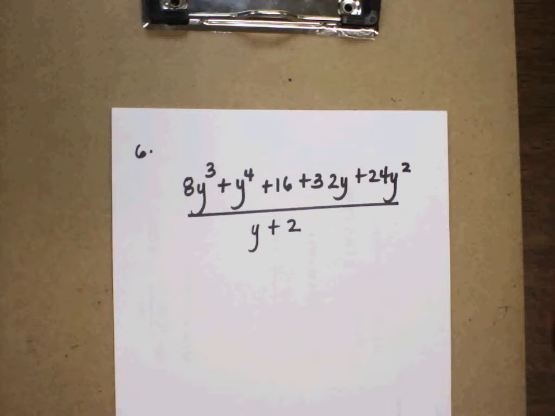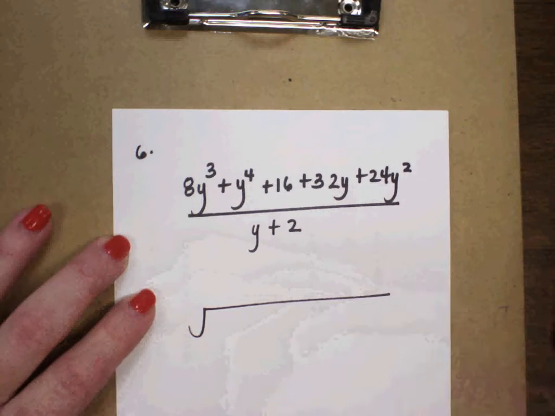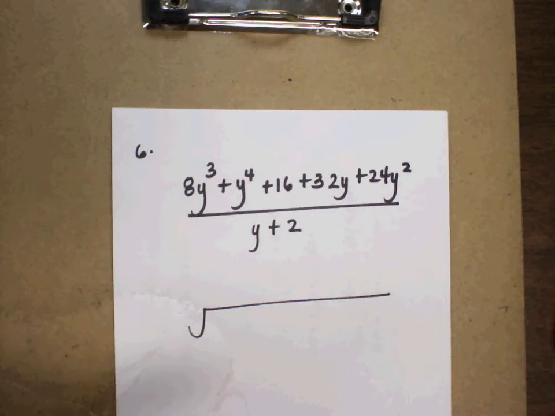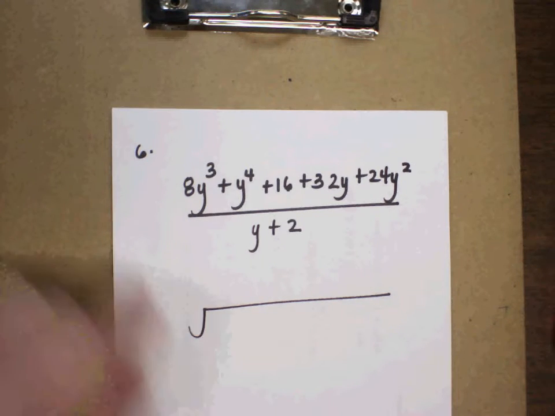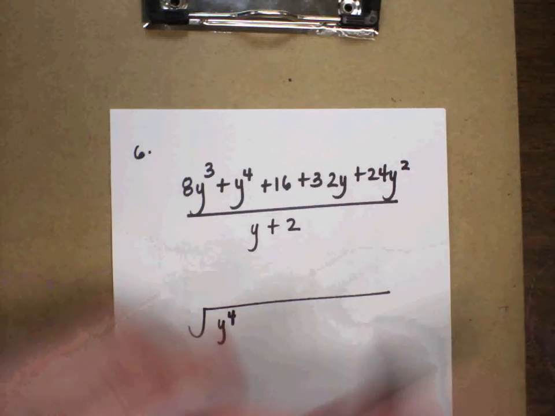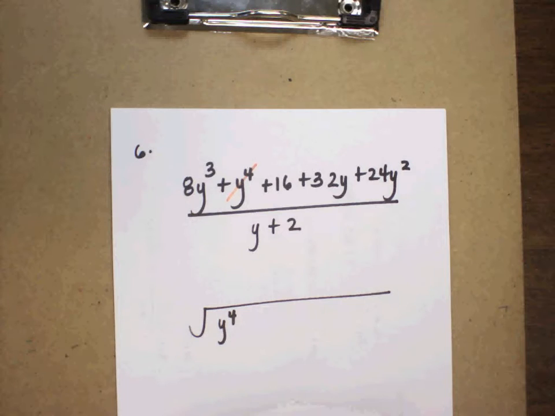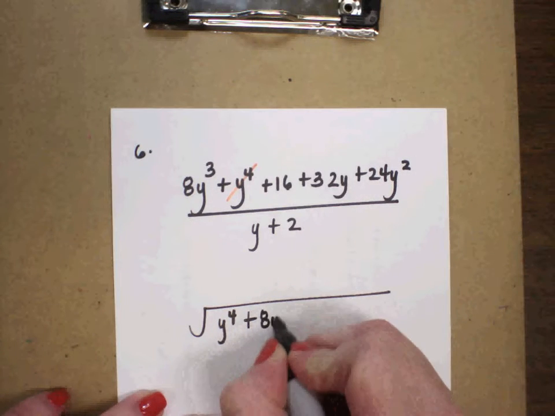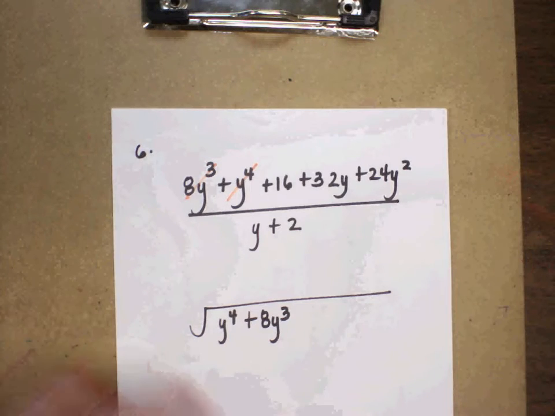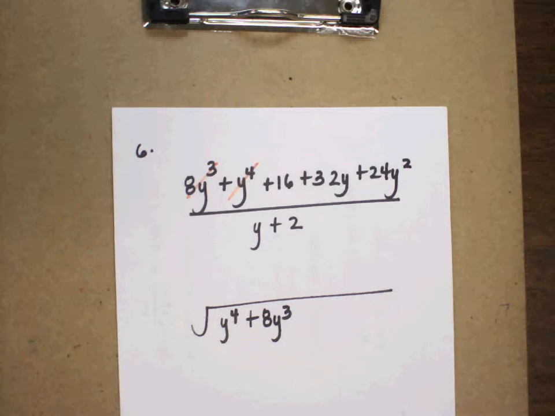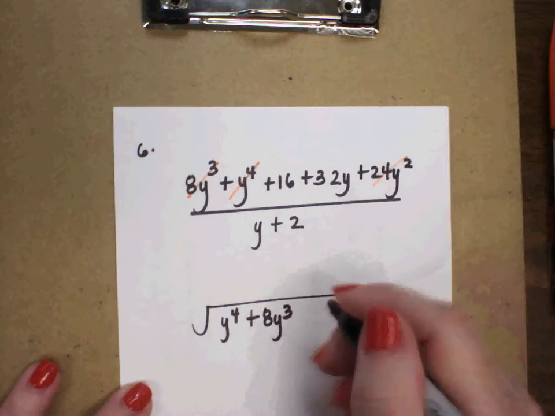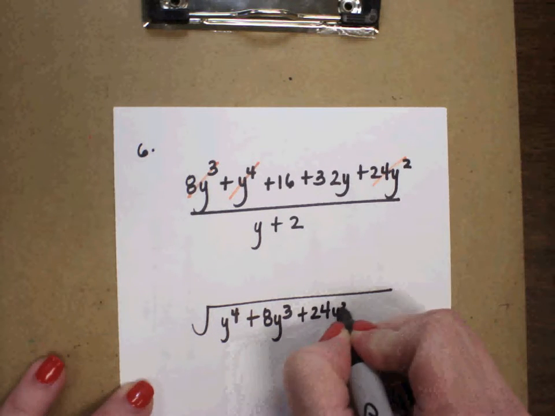All right, so when I write it inside the house so that I can divide it, I'm going to go ahead and arrange them. Which one needs to come first? Y to the 4th. Then comes y cubic, then 24y squared, 32y and then plus 16. All right.